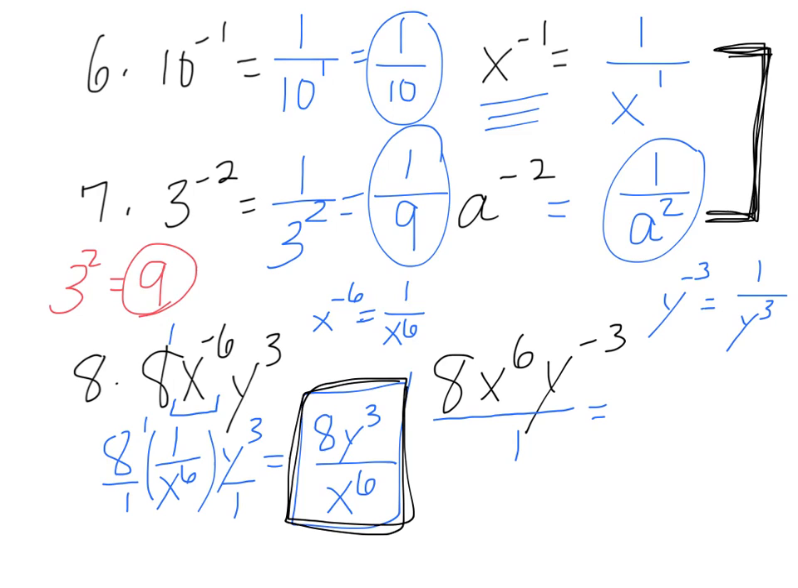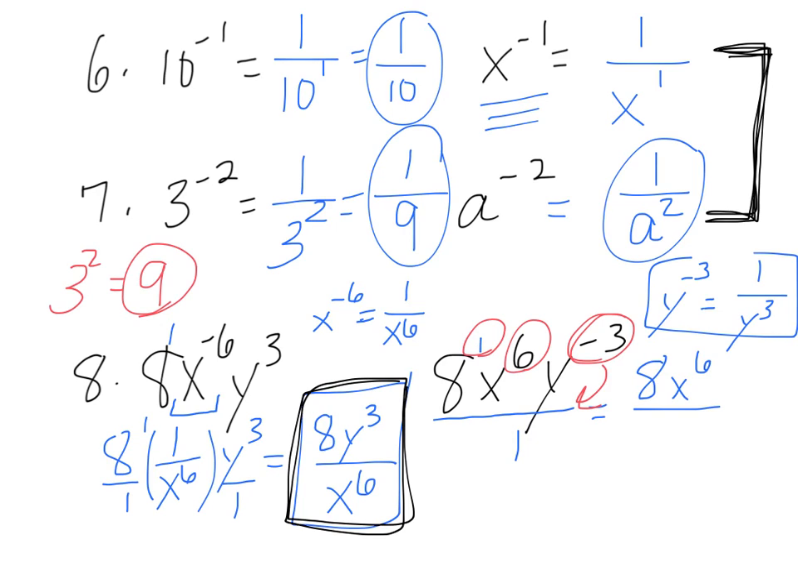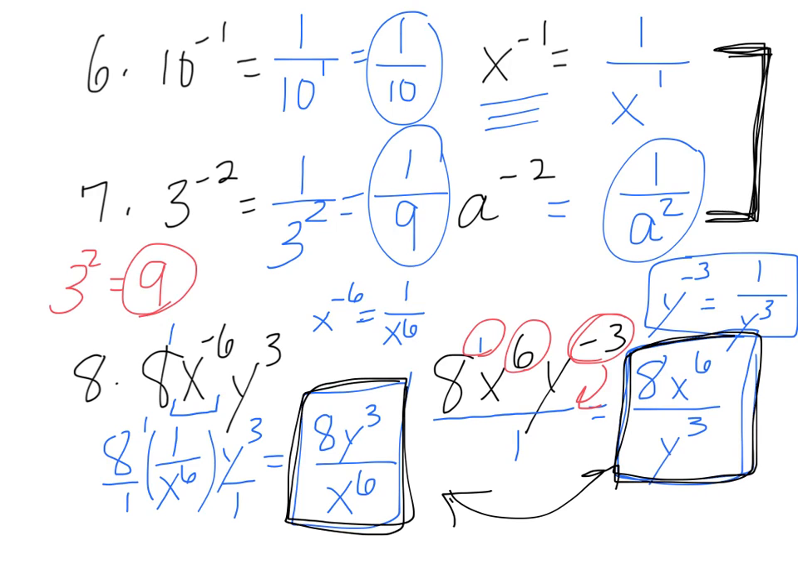And now rewriting y to the negative 3, we can say that 8x to the 6th remains on the top because both of these have positive exponents. If you have a positive exponent, you stay put, but this guy has a negative exponent. We will drop that into our denominator like we did here. And so our final answer is 8x to the 6th power divided by y to the 3rd power. So see the relationships between the two.